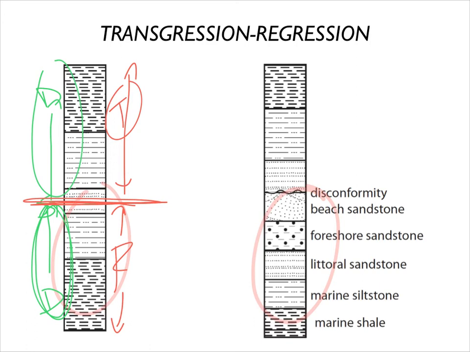If we go to the right-hand scale, we can see the same thing. We've got deepening going from sandstone to shale. And if we look closely, you can see that this lower part actually is shallowing as well, where we go from deep to marine siltstone, so we're getting shallower, to littoral sandstone, and then foreshore sandstone. So we're getting shallower here, and finally beach sandstone. So we're actually dry. So we're going from very wet to very dry.